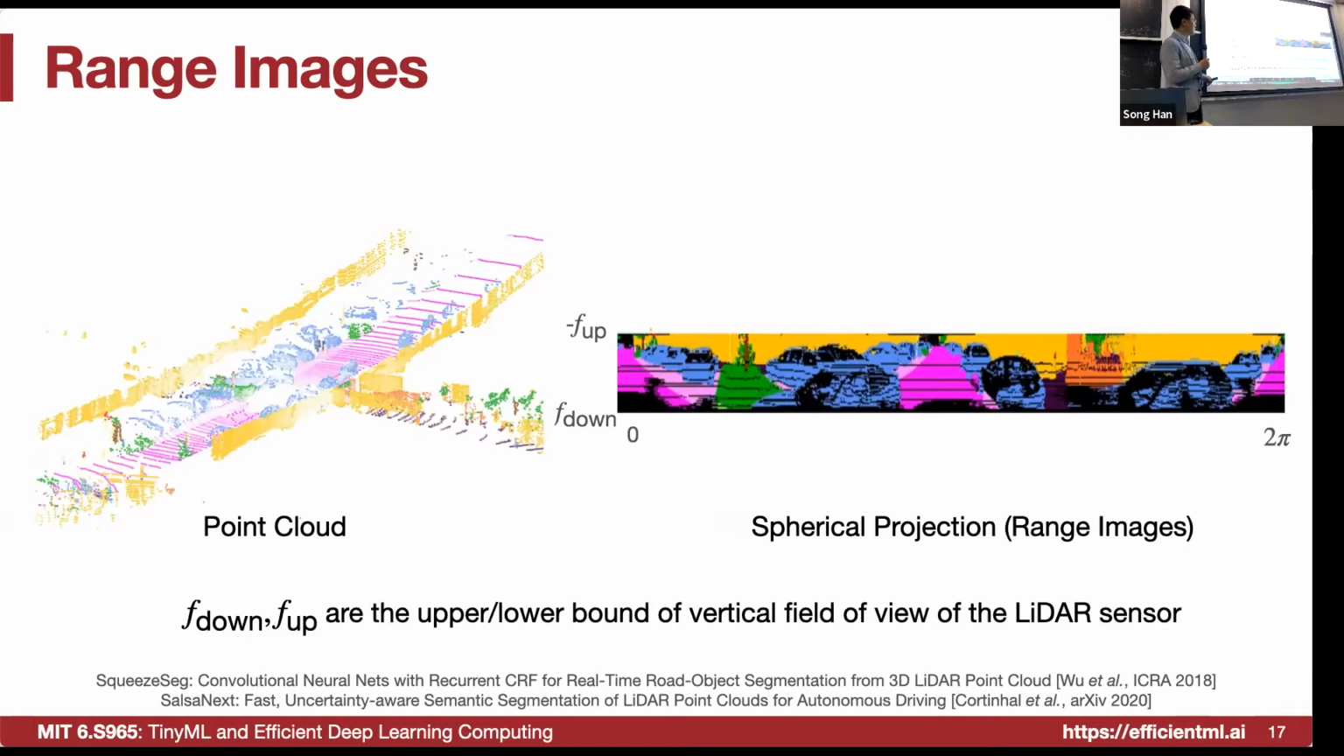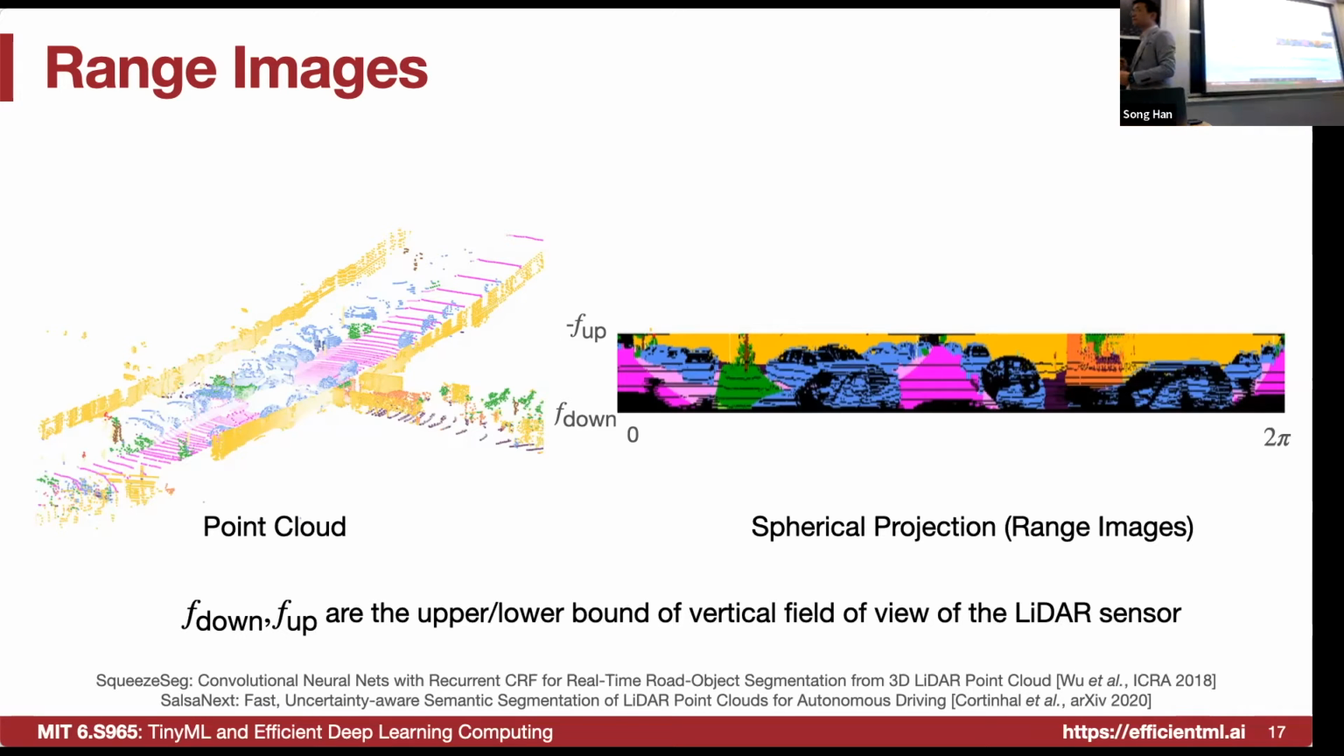This is another method using a similar methodology, using 2D convolution to understand 3D scenes. What it does is basically take a picture of the entire 360 degrees, so that you have the angle from 0 to 360, or 2 pi, and also a certain angle to the top and to the bottom, so that you have this spherical projection, also called range images, because we are covering the entire 360 degrees.